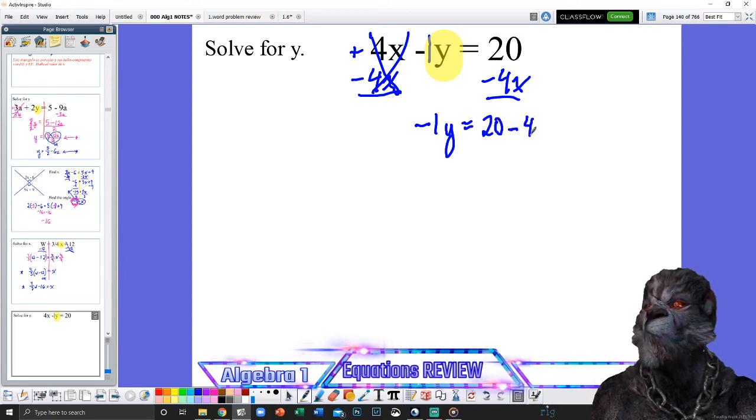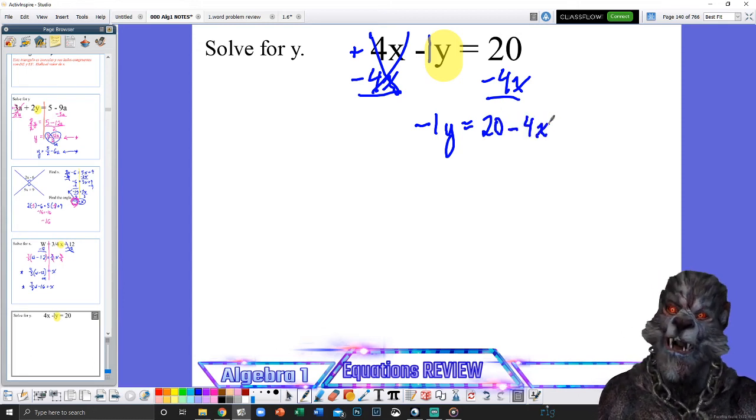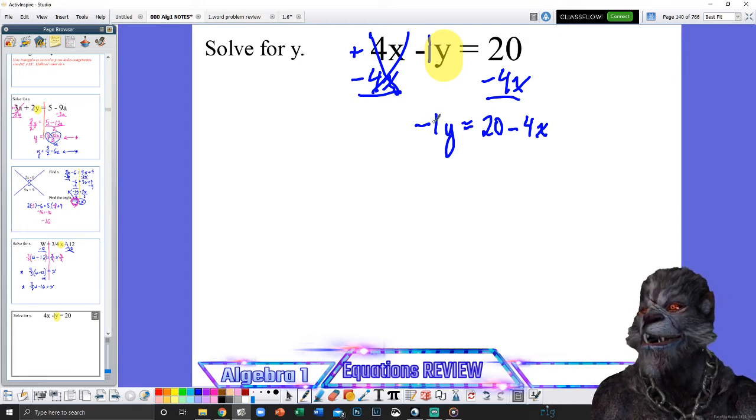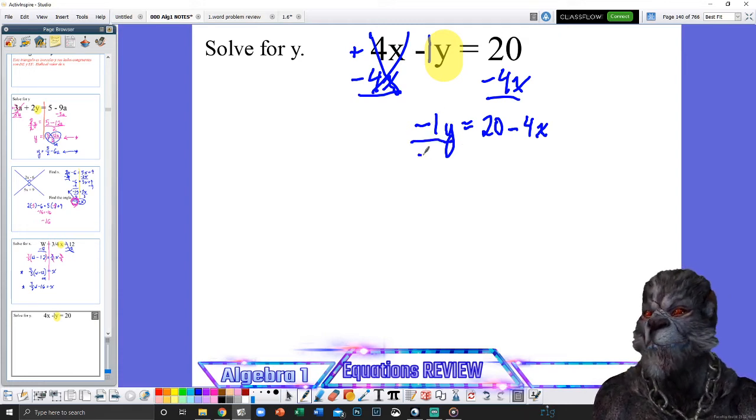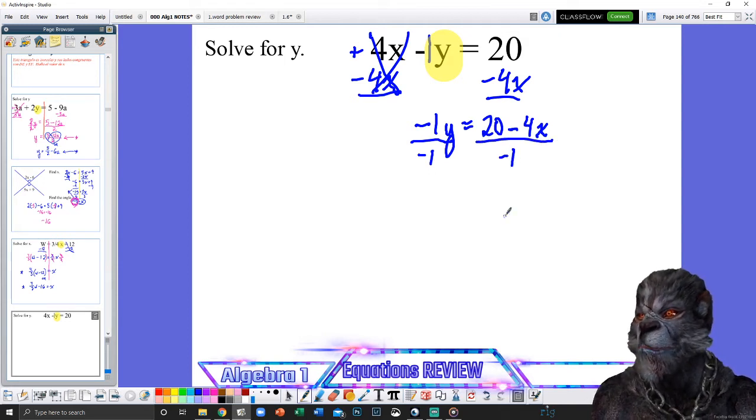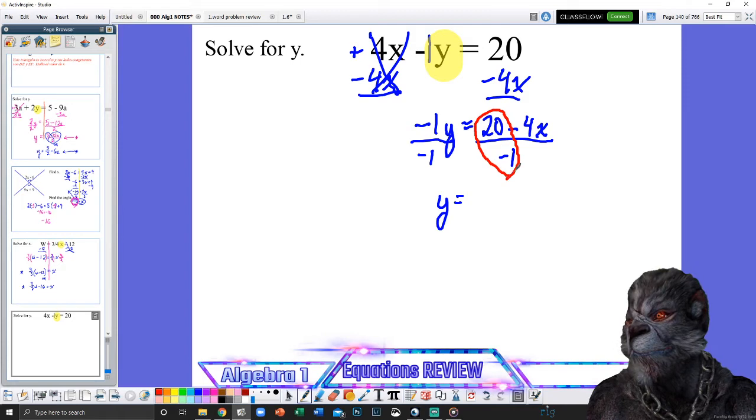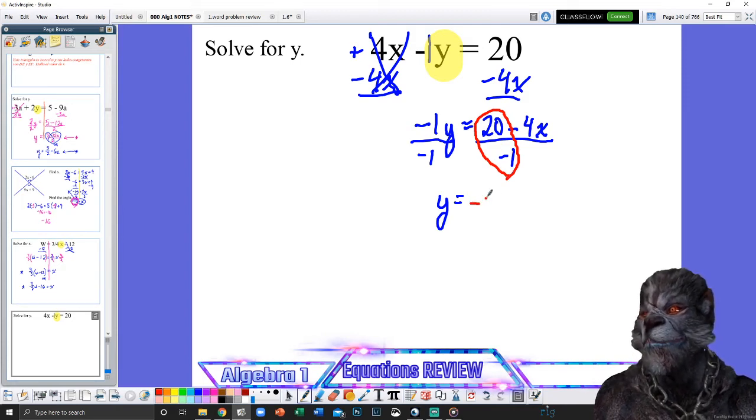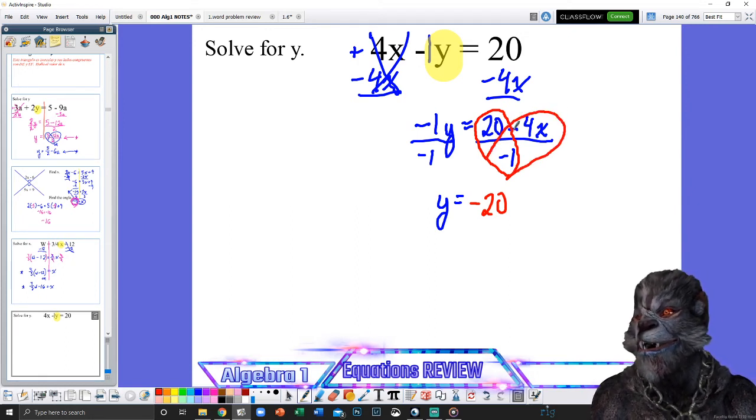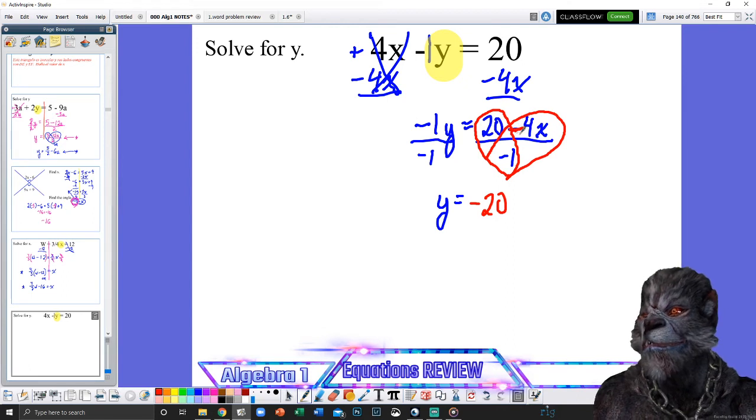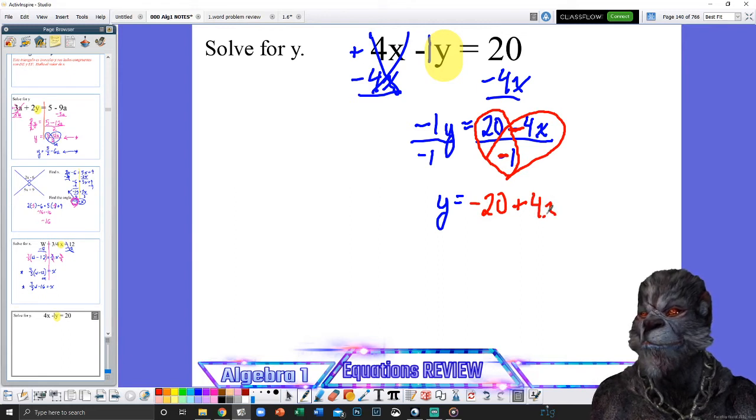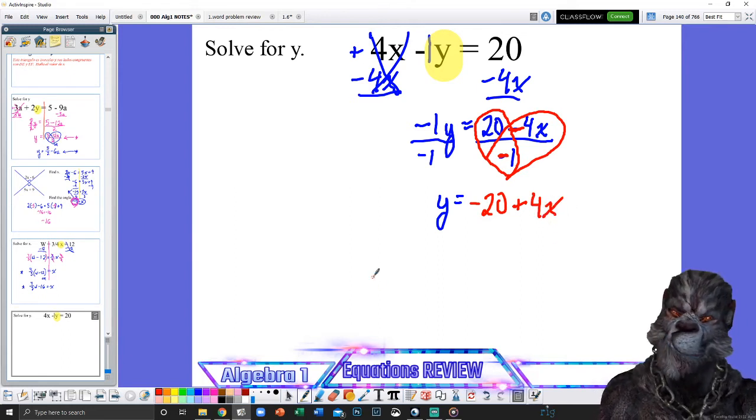20 minus 4x, or you could have negative 4x plus 20. Either one is good. Negative 1 touches the y. I don't want them touching, so I divide. So now I have y equals, and then it's so easy to do. 20 divided by negative 1, negative 20. Then I have negative 4x divided by negative 1. That gives me positive 4x. And that's it. That's my answer for that one.